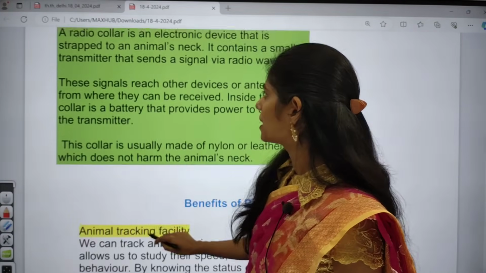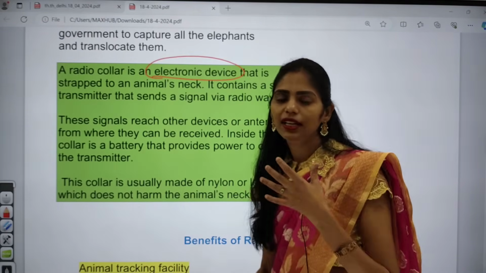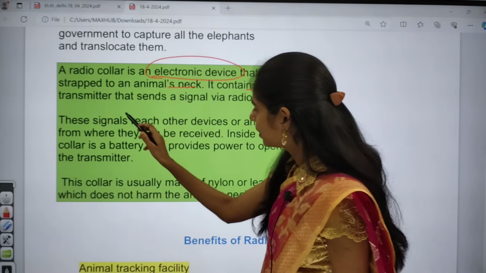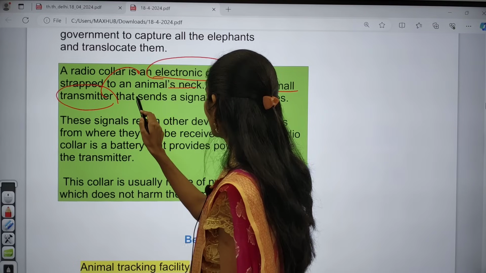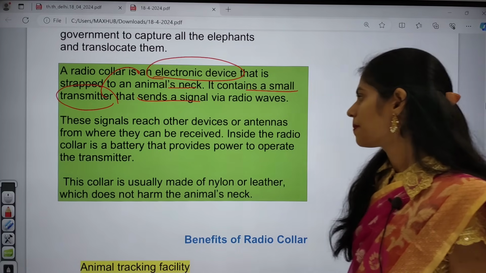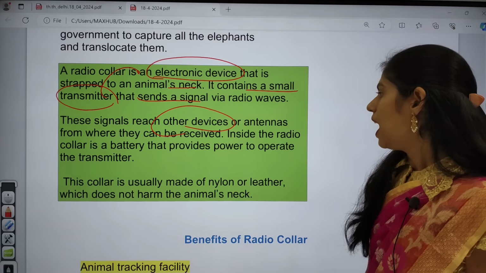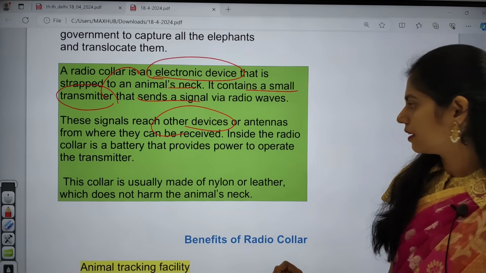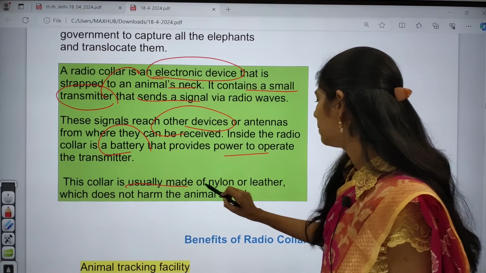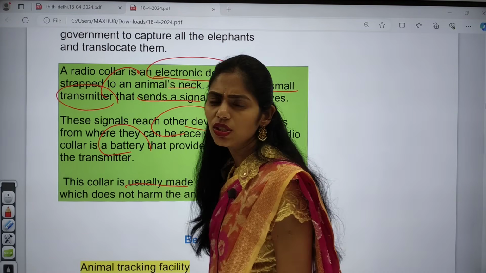And if you see some important facts regarding this radio collar, it is like an electronic device which is mainly attached to the animal's neck, and it contains a small transmitter. Because of this transmitter, it can send signals via radio waves. These signals reach other devices or an antenna where the information can be received. Inside this radio collar, we will also insert a battery, which provides power to operate the transmitter. And this collar is usually made of nylon or leather, so that it will not cause much harm to the animal's neck. So these are some basic facts.